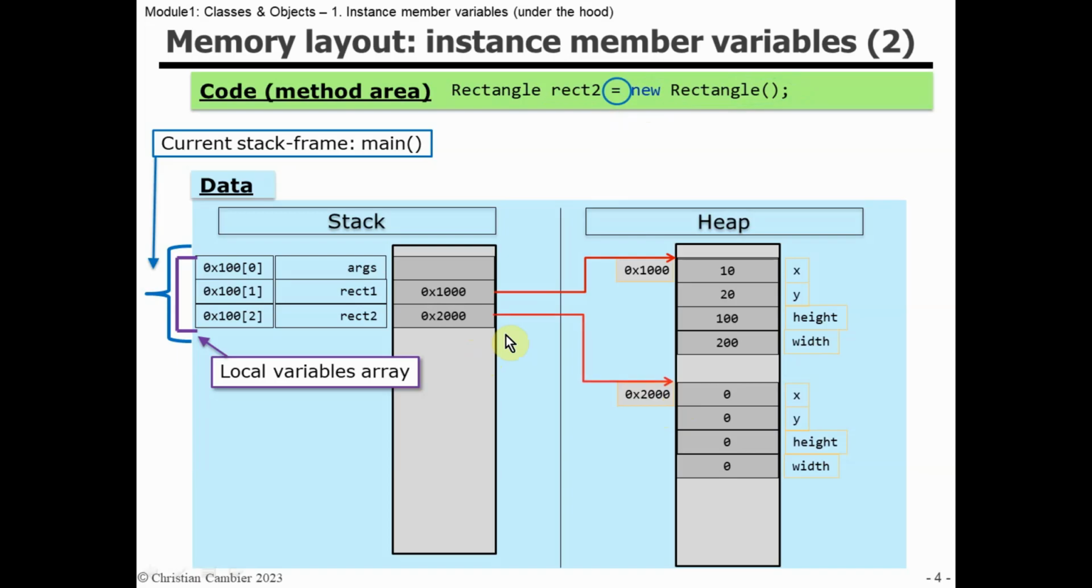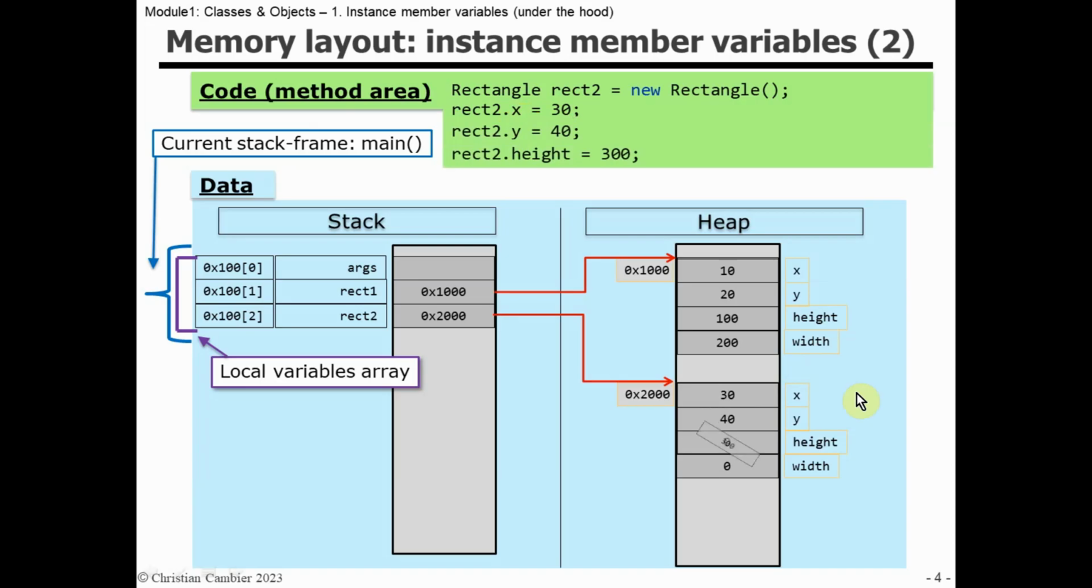And here we see that rect2 refers now to a different object with its own x, y, height and width data members. So both objects have the same structure, but they live independently from each other. So if we then assign the value of 30 to rect2.x, here again we start from rect2, address 2000, we're going to have a look at the object at address 2000. What field do we want to use? The x field or instance data member, and assign the value of 30. rect2.y is 40, rect2.height is 300, and rect2.width is 400.